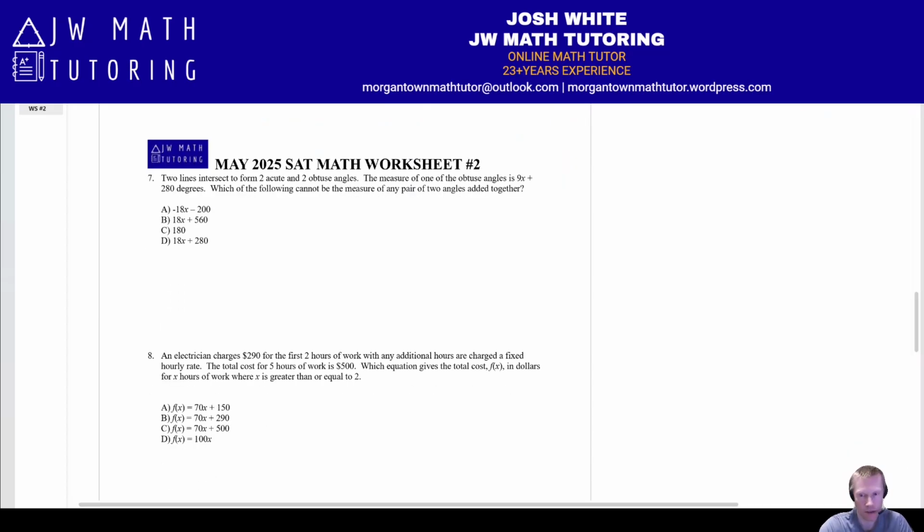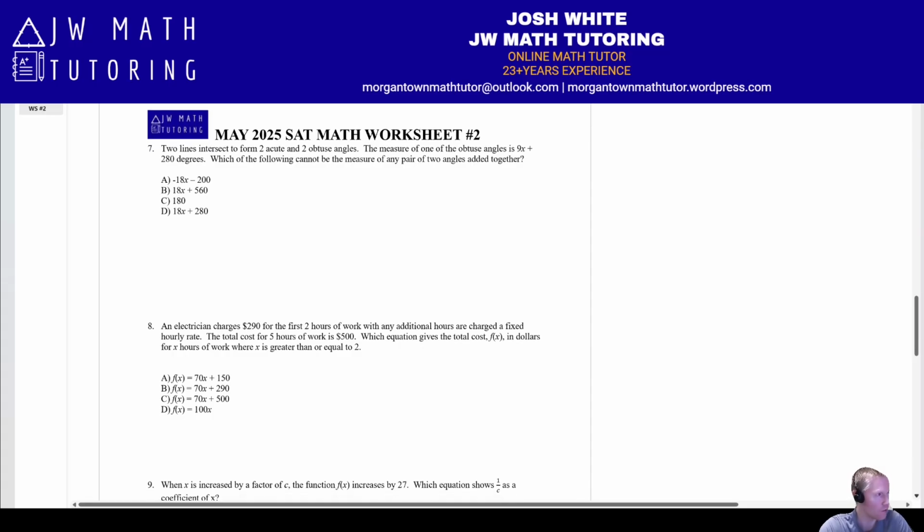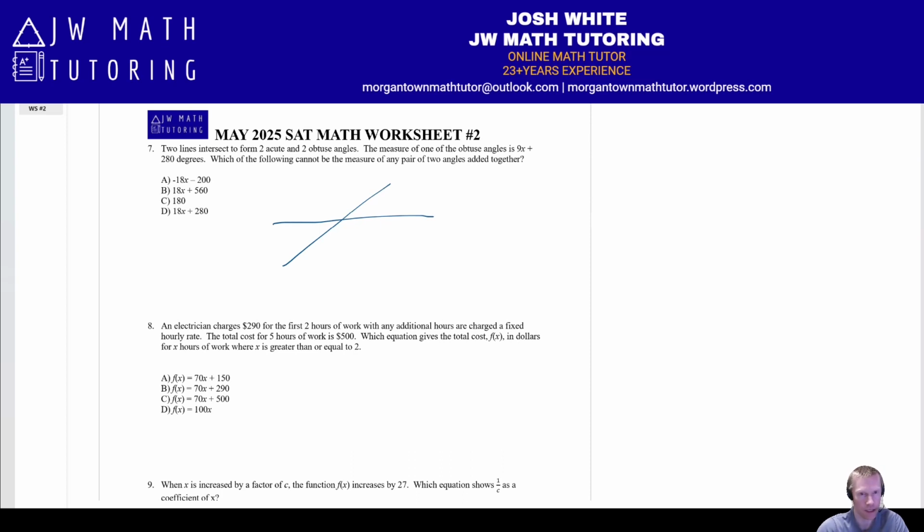All right, let's look at question number 7. This is a repeat question. We have seen this one before on official tests. Basically, you have two lines that are intersecting, and you have two acute angles and two obtuse angles. Obviously, these are the obtuse and these are the acute. You're given an expression for one of the angles, 9x plus 280.